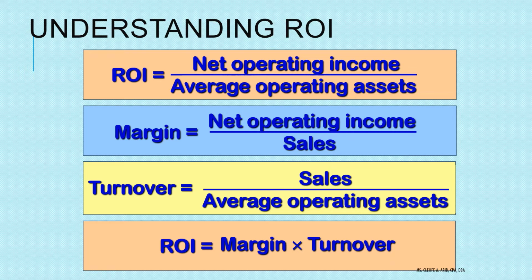Now, if you look at the formula of margin as well as turnover, they have a common item. So, what is their common item? You have sales. For margin, that's a denominator. For turnover, that's a numerator. So, using our knowledge of algebra, since we just multiply margin with turnover, we can cancel out sales. So, the shortcut version in the computation of your ROI, you just get your net operating income and then divide it by your average operating assets.